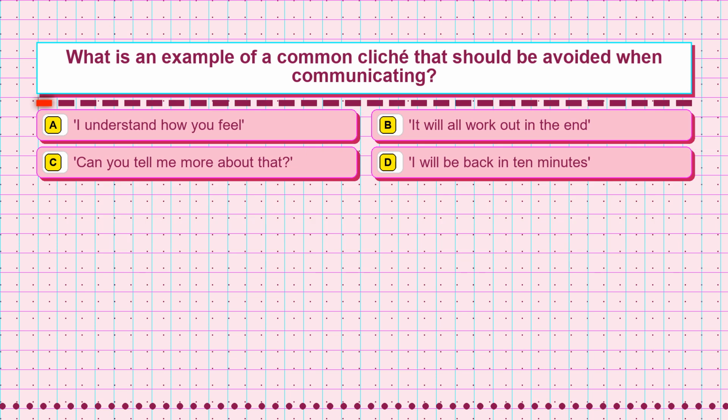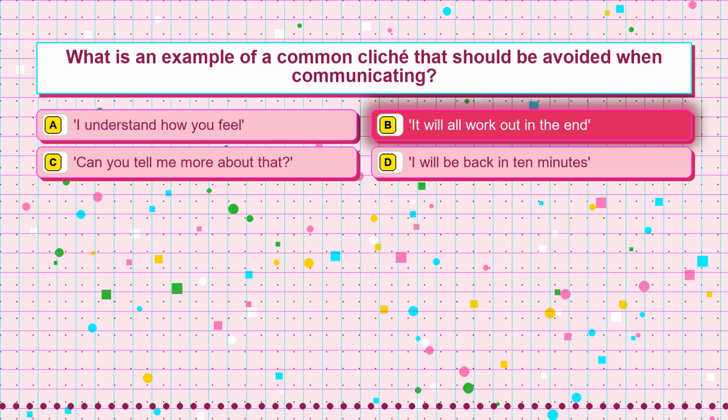Question 67. What is an example of a common cliché that should be avoided when communicating? Option A, I understand how you feel. Option B, it will all work out in the end. Option C, can you tell me more about that? Option D, I will be back in 10 minutes.